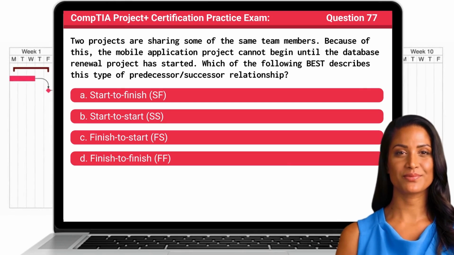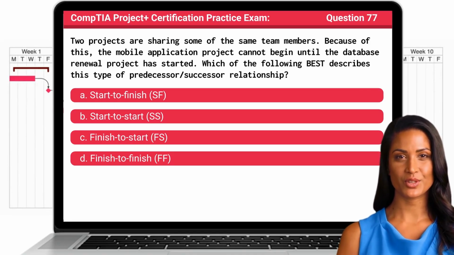Question 77. Two projects are sharing some of the same team members. Because of this, the mobile application project cannot begin until the database renewal project has started. Which of the following best describes this type of predecessor-successor relationship?